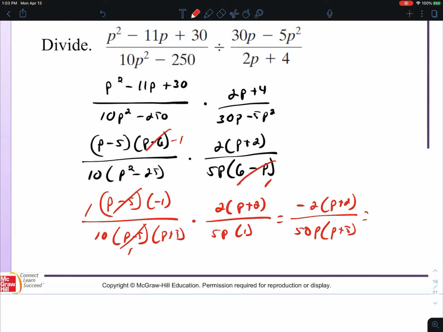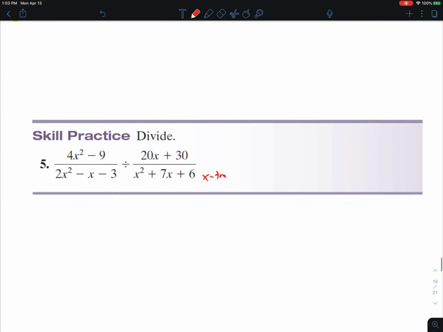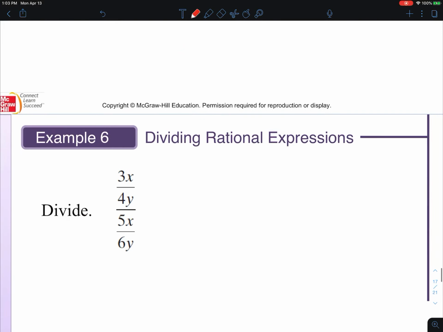Now here I can cancel this further, so that's going to be a p plus 2, and then it's going to be a 25p times p plus 5. Now that's going to be extra credit for you guys.